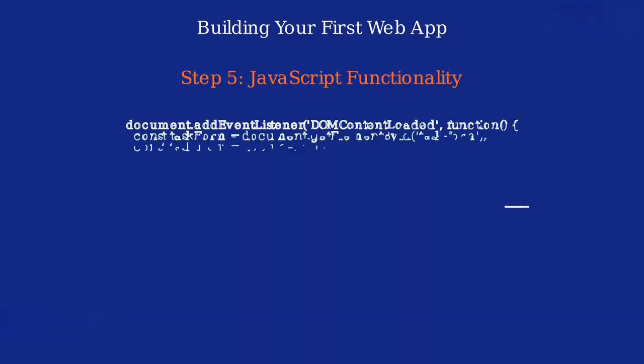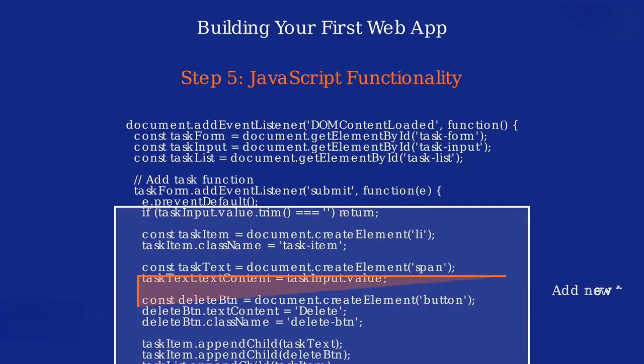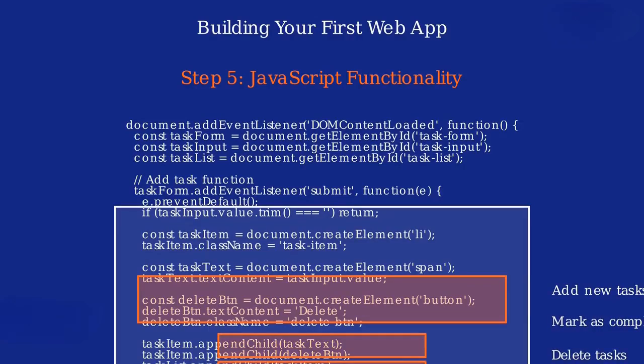Now add JavaScript to make your to-do list functional. First, let's create the logic to add new tasks. Add functionality to mark tasks as complete when clicked, and to delete tasks when the delete button is pressed.